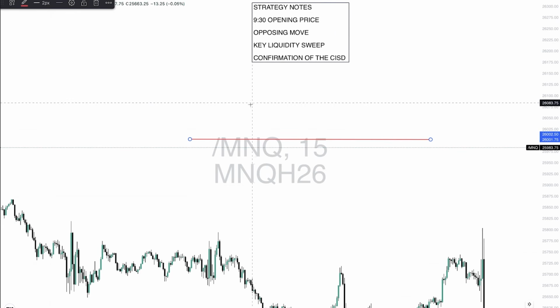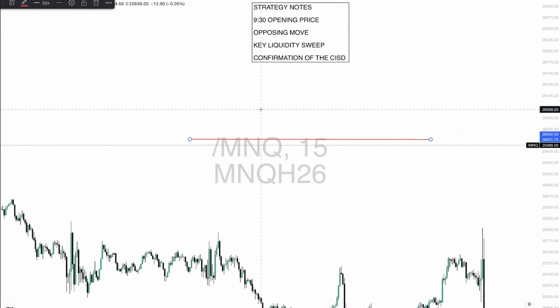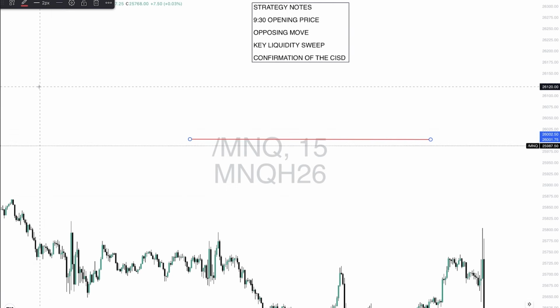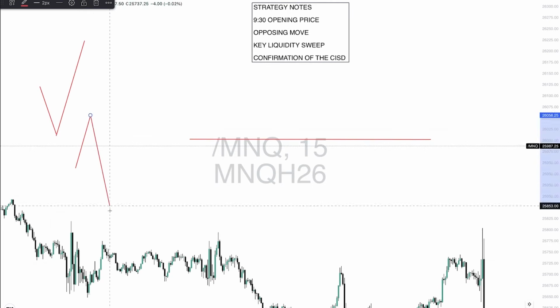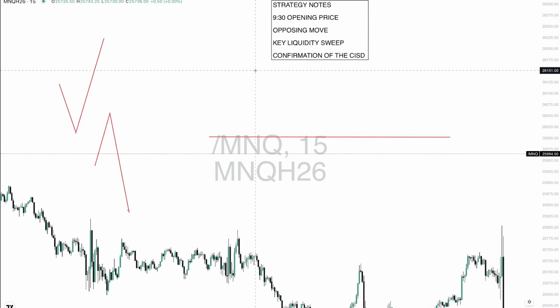And what do I simply mean by this? So after we have our 9:30 opening price, we want to see an opposing move that goes against the intended direction of price, and that's the job of the opposing move. Simply put, if we have a bullish bias, we want to see price go lower before it goes higher. And if we're bearish, we want to see price go higher before it goes lower. And we want to see that opposing move go ahead and sweep key liquidity.